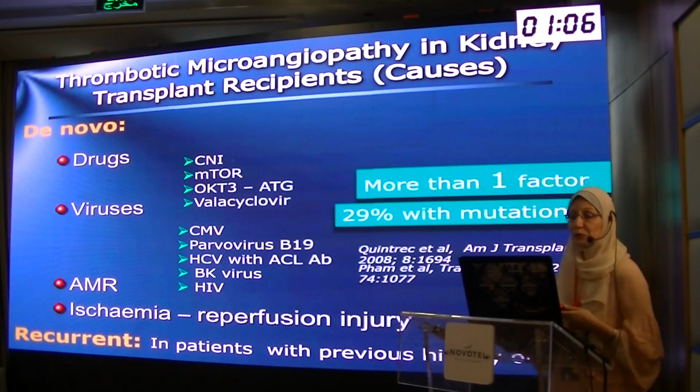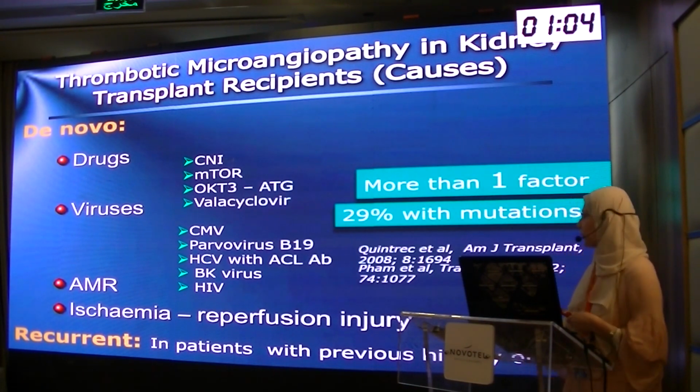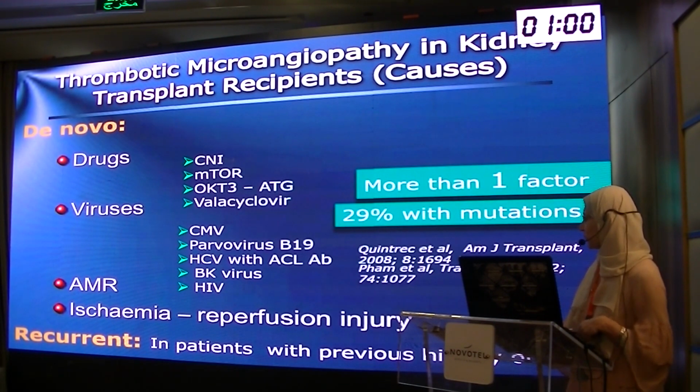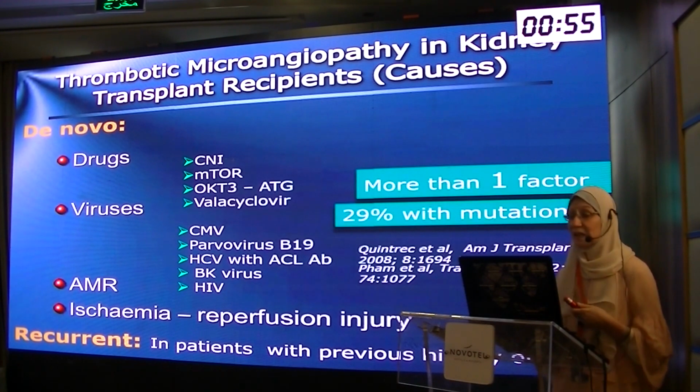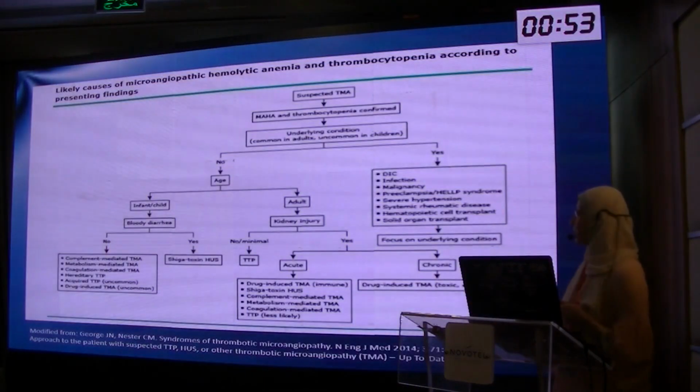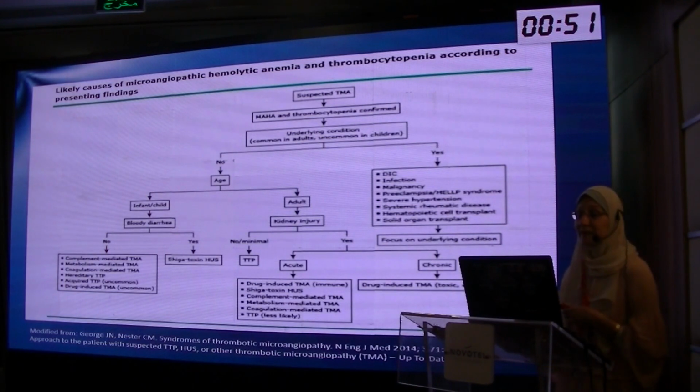So the treatment here, of course, will depend on the cause. For those with viral causes you give antivirals, or you remove the drugs, etc., and for those with recurrent disease, there is going to be a place for plasma exchange and eculizumab. So I'm going to end with this slide.